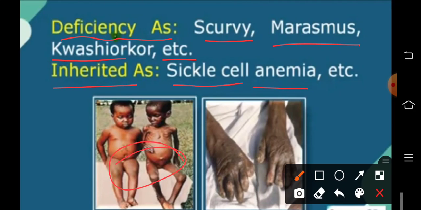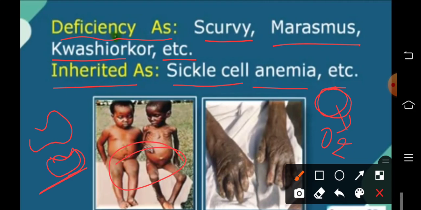What is sickle cell anemia? You know that your RBC is disc shaped, and this helps in the transportation of oxygen. If your RBC is sickle shaped, like this, then the transportation of oxygen into your body is deficient, because the diameter is much larger and it is not the same. Due to this, the transportation of oxygen is not proper.